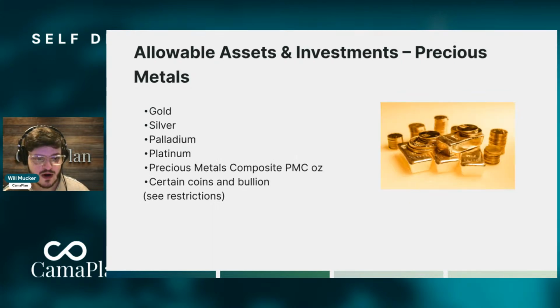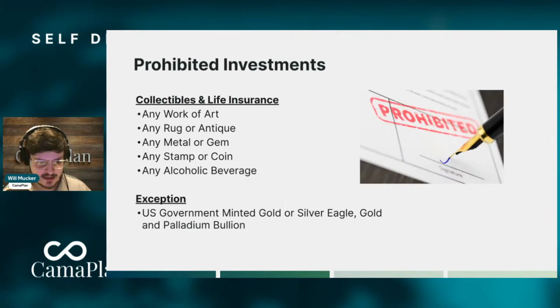Right after that, recently a pretty big investment at Camaplan is precious metals. So the IRS says that you can actually purchase gold, silver, palladium, platinum, bullion, and some coins through your IRA. And there's also another option, which is precious metals composite. It's a combination of those previous four metals. There are restrictions for this, and we're going to go over that when we talk about what you can invest into with your IRA. We'll go over that next.